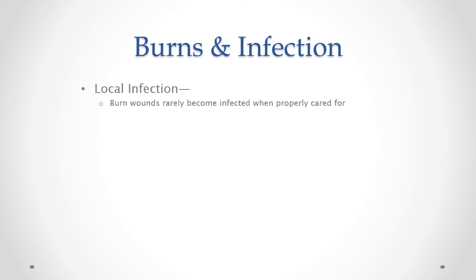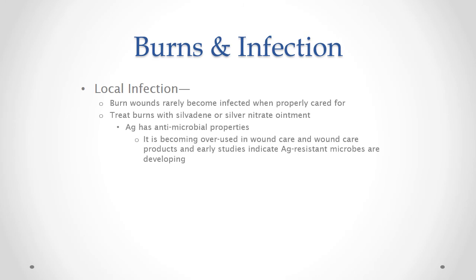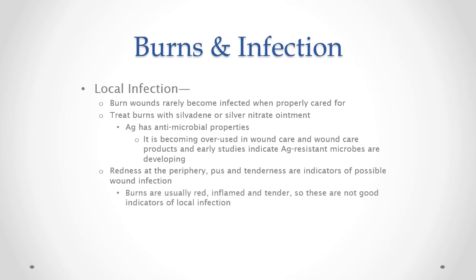So let's briefly touch on burns and infection. From a local perspective, burns rarely become infected when they are properly cared for. We usually treat burns with Silvadene or a silver-type product, silver nitrate. Silver has antimicrobial properties. It also promotes skin healing. It is, however, becoming overused in wound care products, and early studies indicate that we are developing silver-resistant microbes. If you have redness at the periphery plus pus plus tenderness, then these are indicators of possible wound infection at the local site.